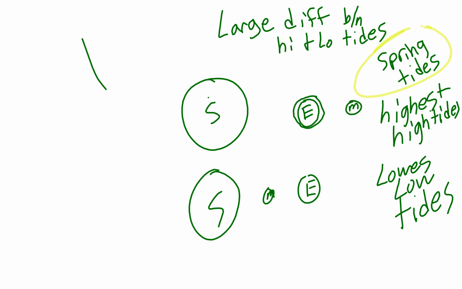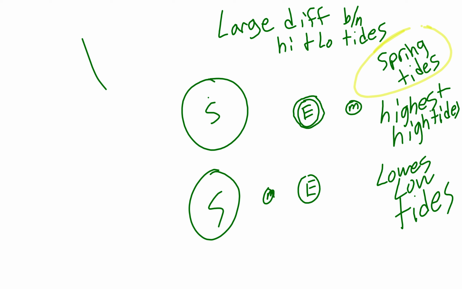All right, so this is Earth 102 review. That's where we are. First of all, there are two types of tides other than high and low tides. We call them spring tides and neap tides.